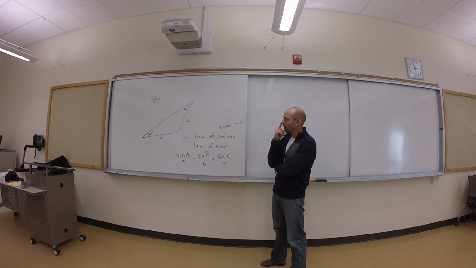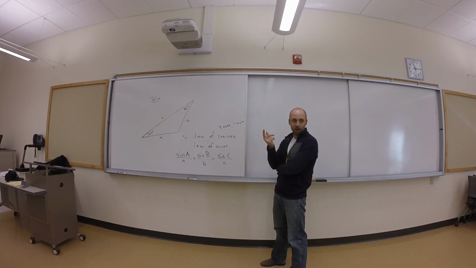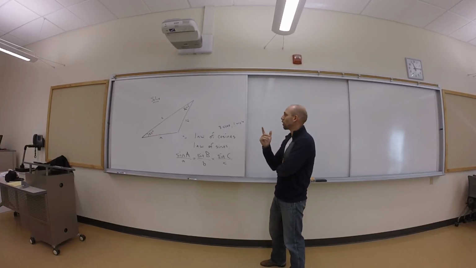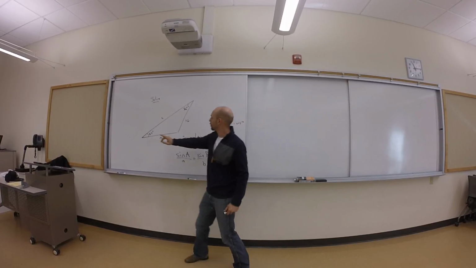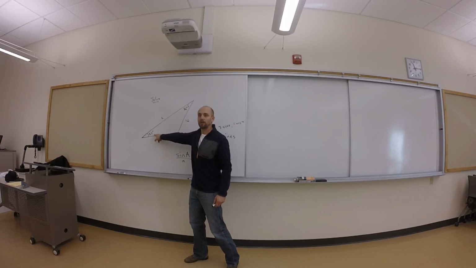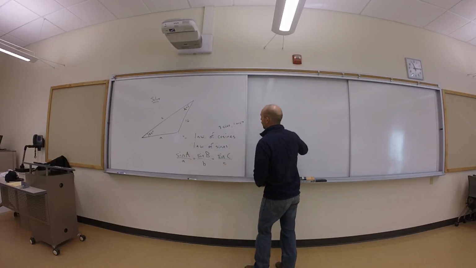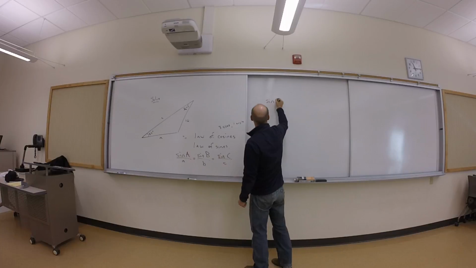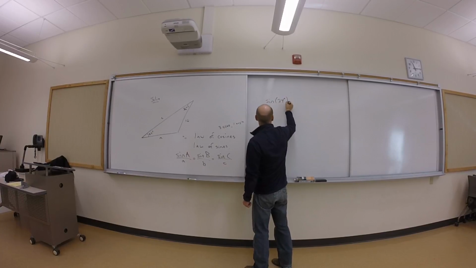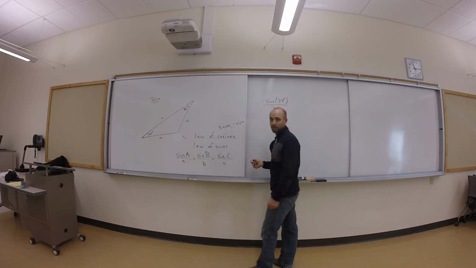Let's see, I need to target something to solve for, right? Okay, so what do I know? I have 24 degrees, right? And I have this 16 opposite that. That's one of these pairs, right? Okay, so that's a totally known pair. Sine of 24 degrees over 16.